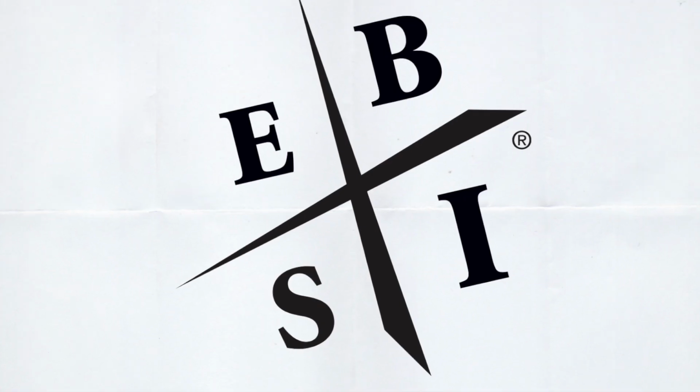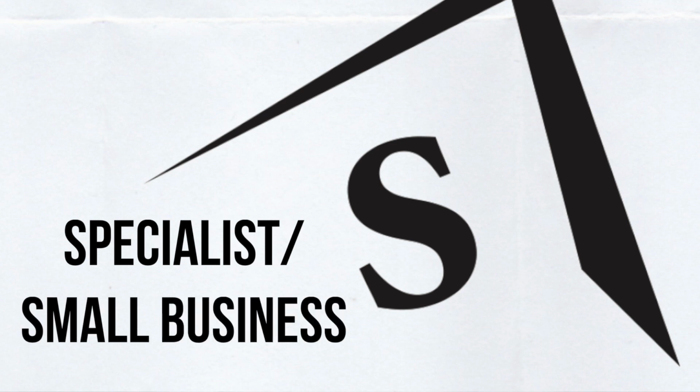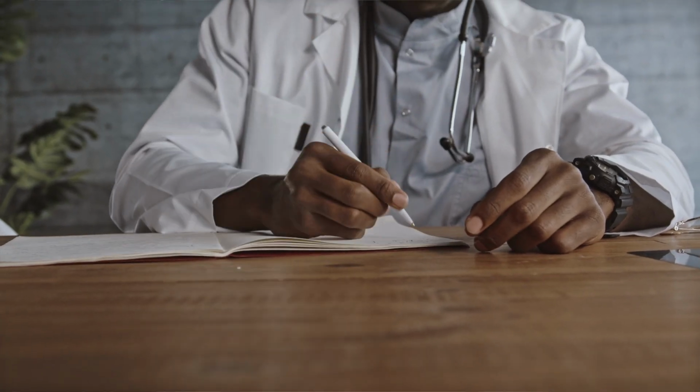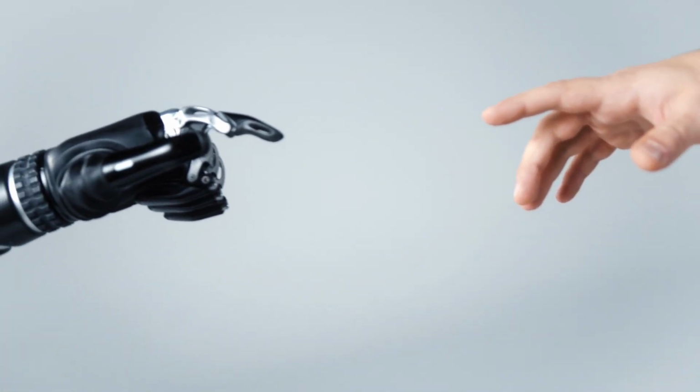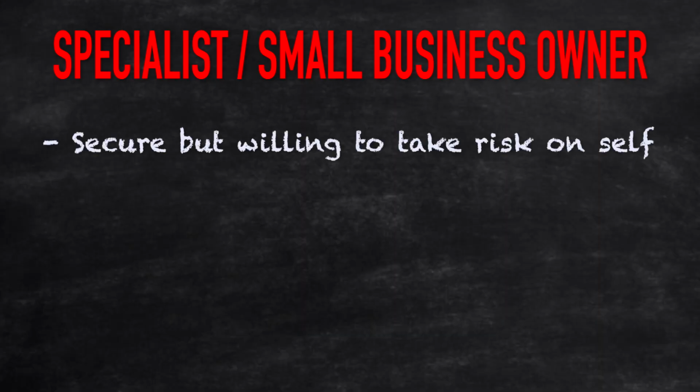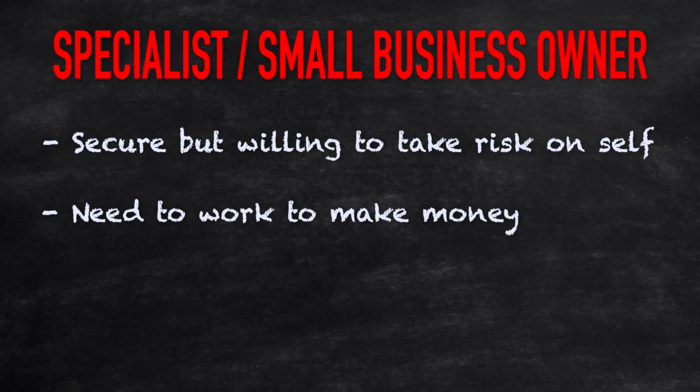The second quadrant is S, which stands for specialist or small business owner. Now, this includes things like doctors or engineers, basically specialists, a lot of smart and well-qualified people. There is a degree of security that exists here, but they also don't mind taking the risk of working for themselves. Over here, you still have to be working in order to make money, because you own the job rather than owning the business, if you know what I mean.